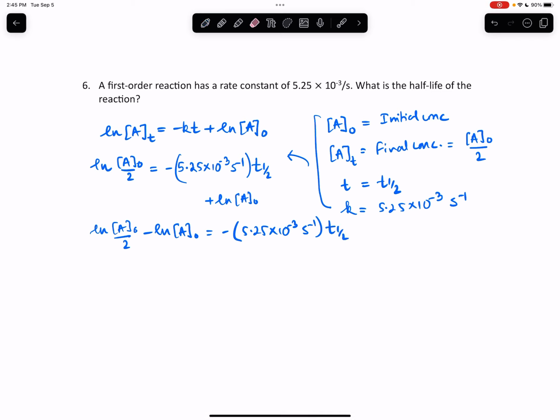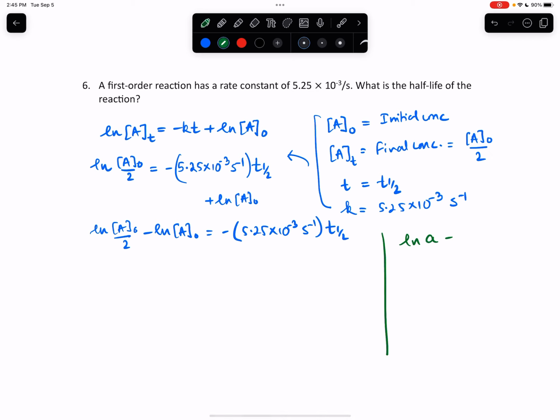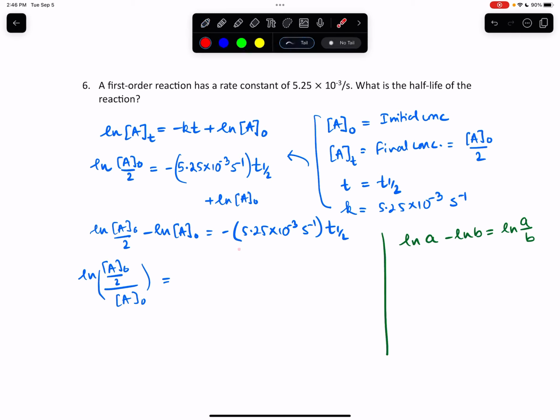All right, so for the rules of logarithms, I'll just write it out here. If you have ln of A minus ln of B, that is equal to ln of A over B, okay? So we're going to apply that rule out here. So that is ln of A naught over 2, the whole thing divided by A naught. So that's a complex fraction. And the right-hand side stays the same. So to make matters easy, we're just going to draw an arrow and put that there.